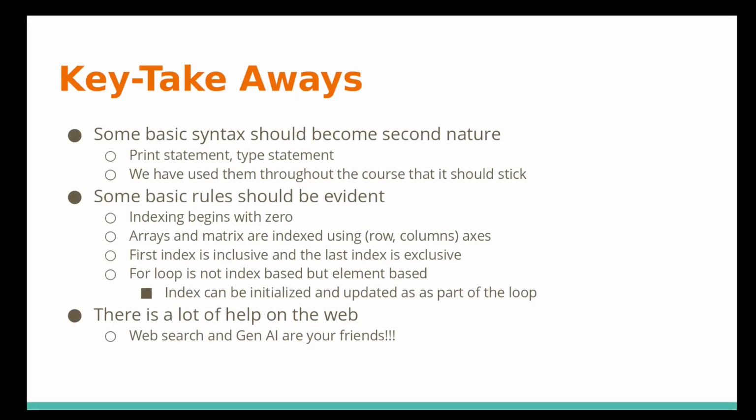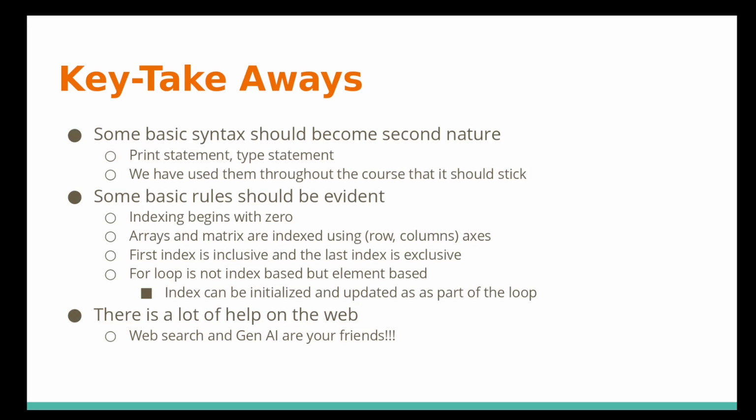What are some of the key takeaways? Some basic syntax should be second nature. For example, print statement, type statement. We have used them throughout this course, so it should stick. Some basic rules should also be evident. For example, Python indexing always begins with zero. Arrays and matrices are indexed using row and column as axes. The first index is inclusive and the last index is exclusive. And also, a for loop is not index based, but it is element based. Of course, you can initialize a list of indices and then use it as part of the loop.